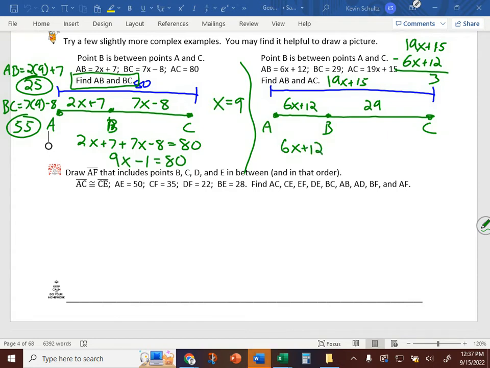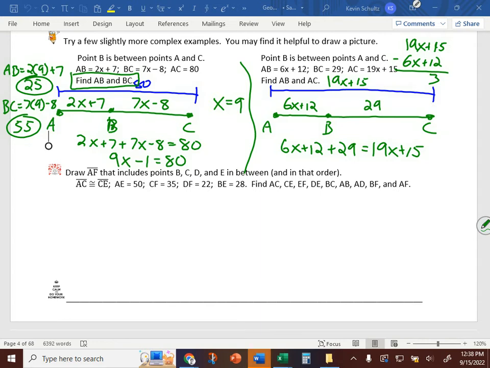You could also do 6x plus 12 plus 29, the two parts added together to equal the whole. And this is why variables on both sides was a part of your entrance exam. So you reviewed how to do it so that we don't have to relearn that process here, right? You could set it up that way also.